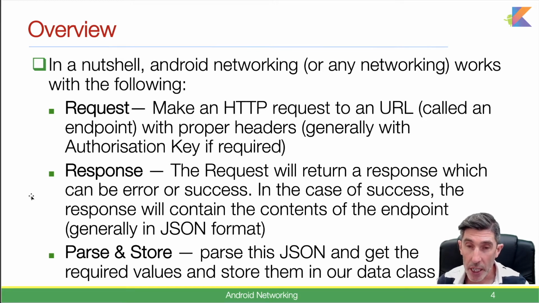To finish off, the last part of the whole process is this notion of parsing and storing. So we parse and store. This will parse the JSON, get the required values, and store them in our data class. So in theory, what happens is you get back the JSON format from a request, the most basic one being a GET request, which we'll talk about later on. Then we somehow have to convert that JSON object into the type of object that we need. In the case of our particular example, it'll be a donation model that we need to convert that JSON into.